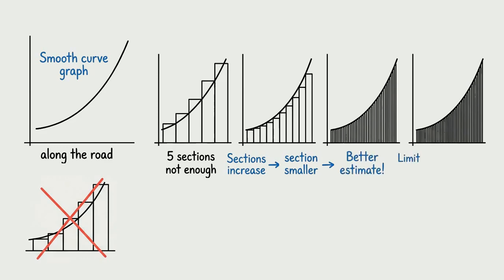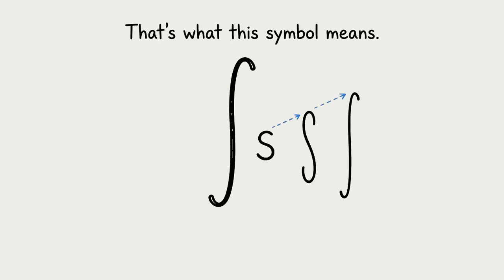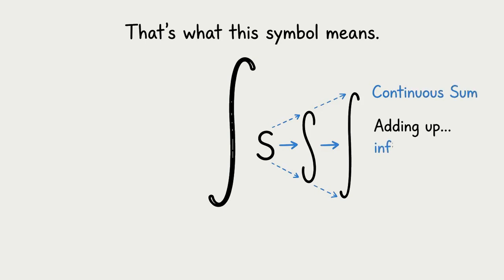In the limit, as the width of each section goes to 0, you're no longer doing a sum, you're doing an integral. That's what this symbol means. Integral. It's a fancy S for sum. But it's a continuous sum. You're adding up infinitely many tiny contributions.